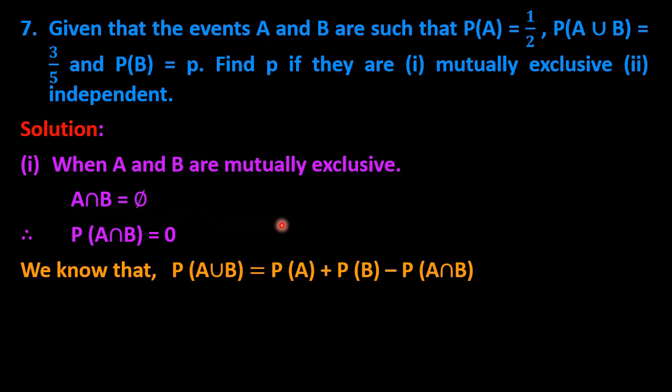And we know the formula P(A union B) equals P(A) plus P(B) minus P(A intersection B). So after replacing the value of P(A), which is half, P(A union B), which is 3 by 5, and P(B) equals p, and P(A intersection B) is 0 here, and after simplification, we'll get the value of p, which is 1 by 10. Now when A and B are independent events, then first we find P(A intersection B), which is given by the formula for independent events, P(A) into P(B). So P(A) is half and P(B) is p.